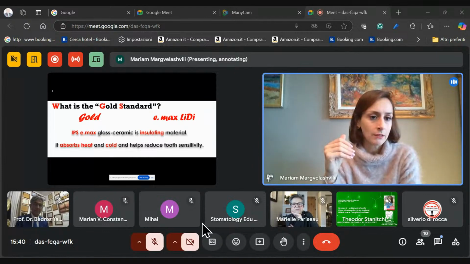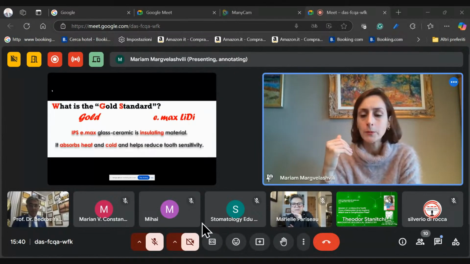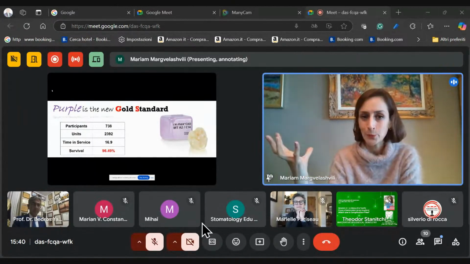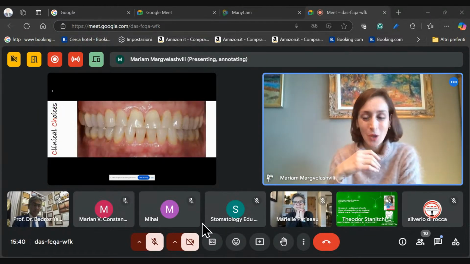Additionally, Emax is an insulating material. It absorbs heat and cold and helps reduce tooth sensitivity, which does not apply to metals. So maybe we're in the era where purple is the new gold standard.